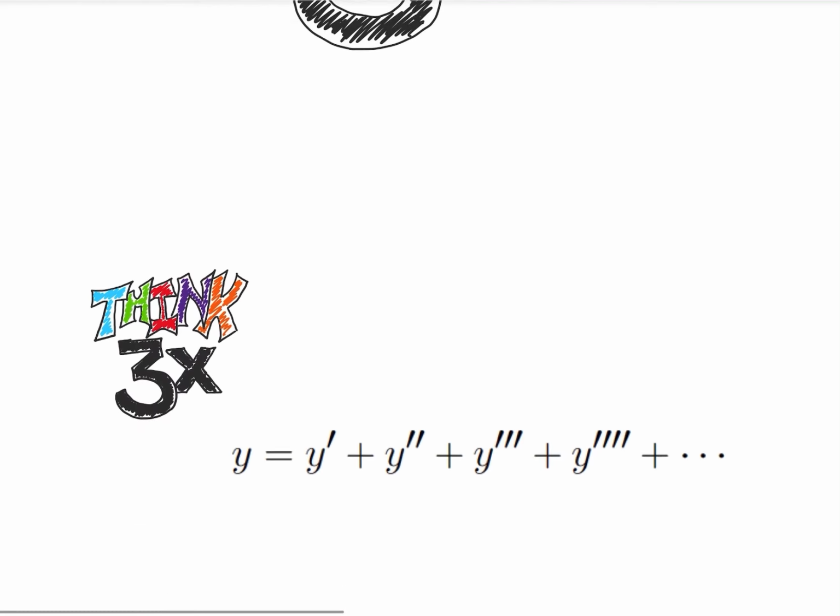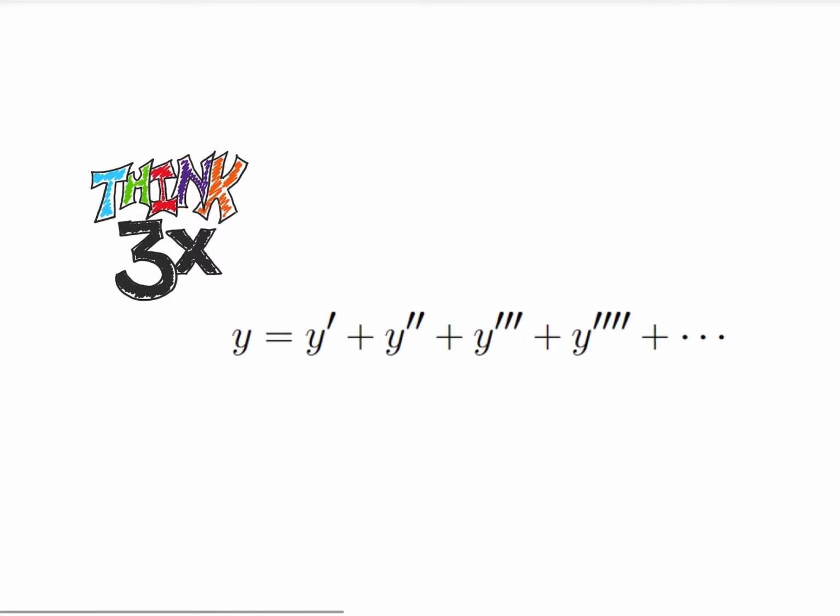Today we're going to be solving a fun differential equation. So I have y is equal to y prime plus y double prime plus y triple prime plus y quadruple prime, etc. And obviously y prime represents dy/dx. Y double prime is the second derivative of y with respect to x. So our goal is to solve this one. It looks pretty terrifying, but I promise it is doable.